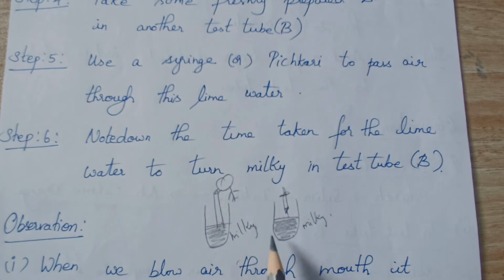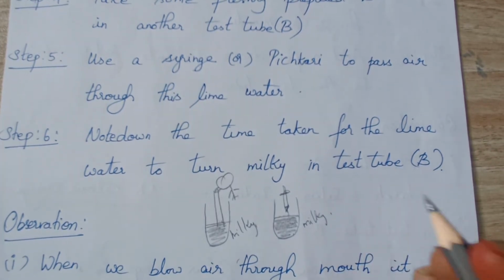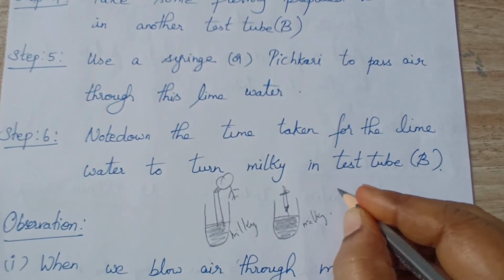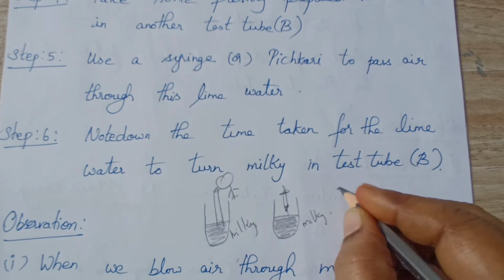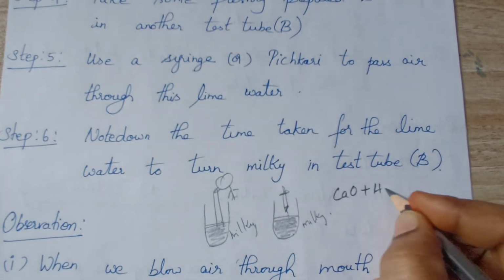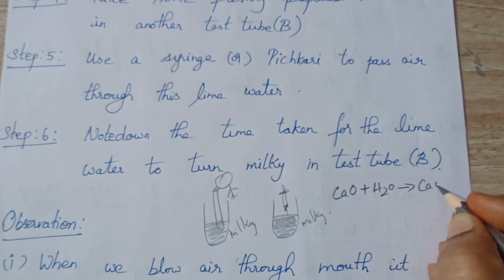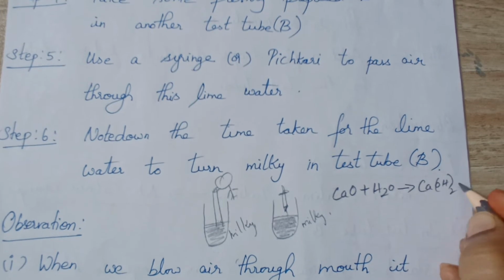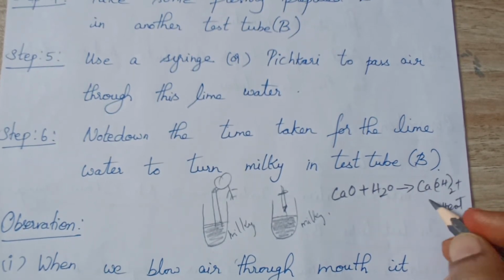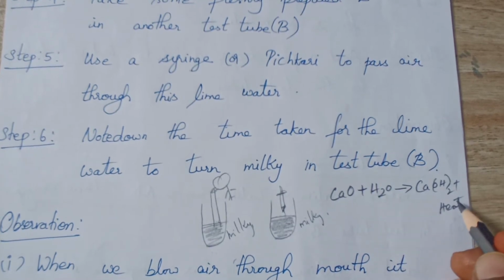So why does it turn milky? You know what freshly prepared lime water means. Lime is quick lime, which is calcium oxide, right? Calcium oxide when mixed with water gives calcium hydroxide, and a lot of heat is produced. You have learned this in chemistry. Calcium hydroxide plus heat will be produced.